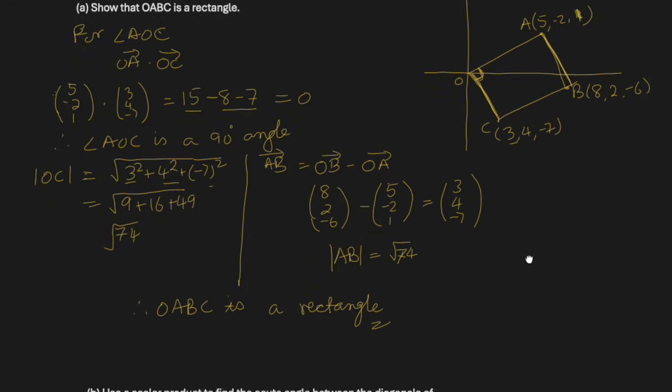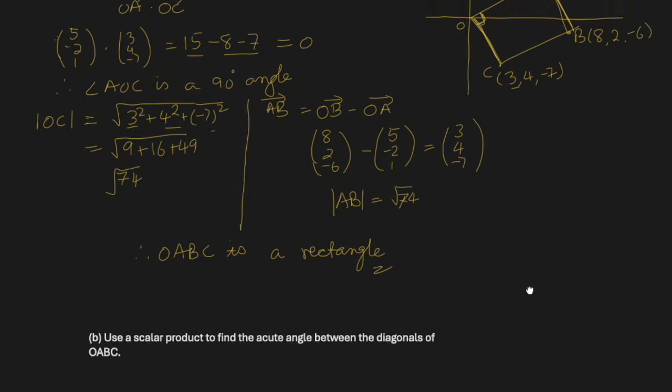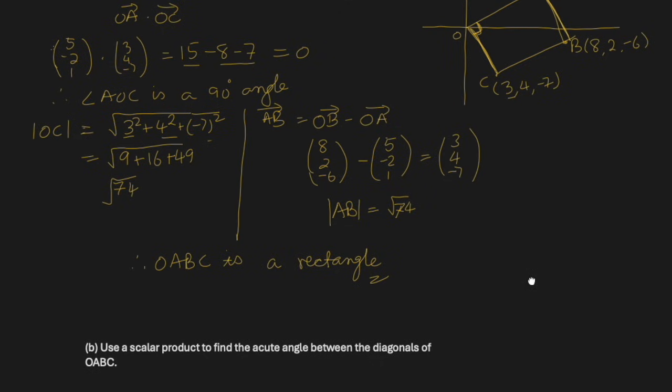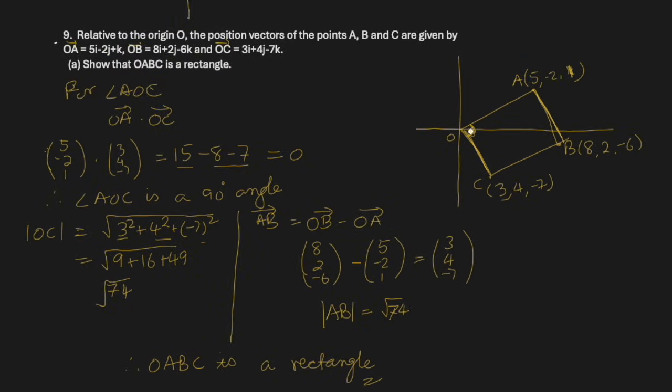What about the next part? Use a scalar product to find the acute angle between diagonals of OABC. Diagonals. So this is one diagonal. Let me change the color for this. OABC, this is one diagonal and this is one diagonal. We have to find the angle between the two.